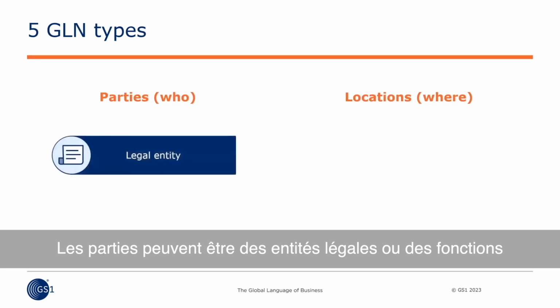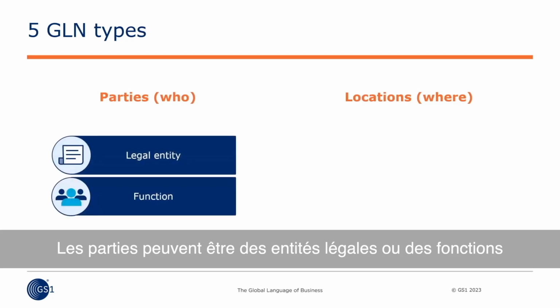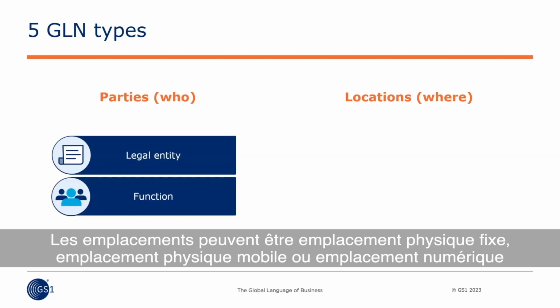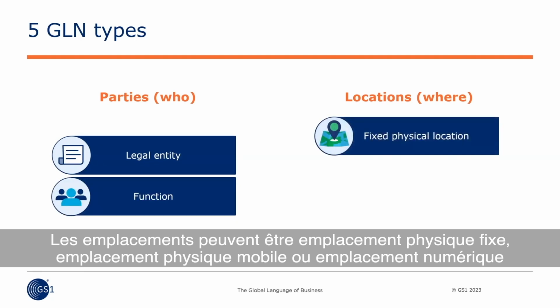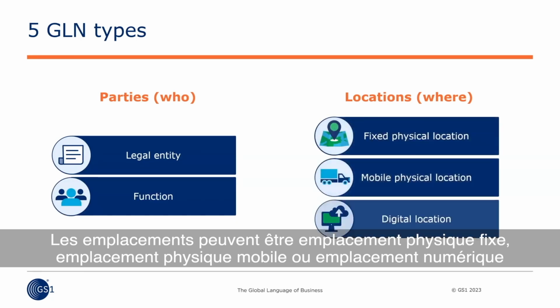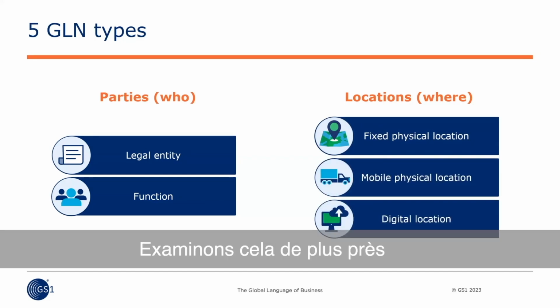Parties can be legal entities or functions. Locations can be a fixed physical location, a mobile physical location, or a digital location. Let's take a quick closer look at each type.